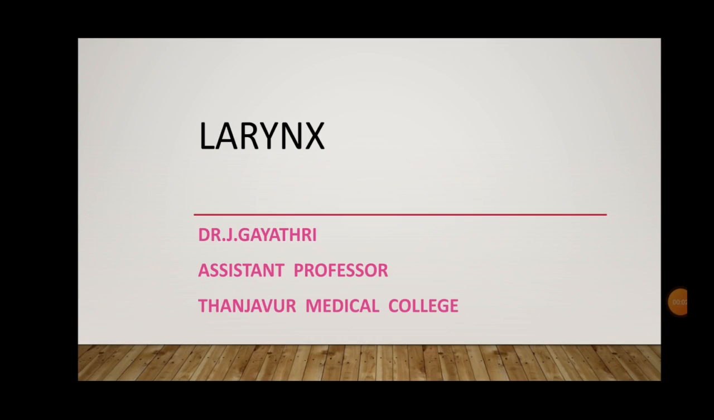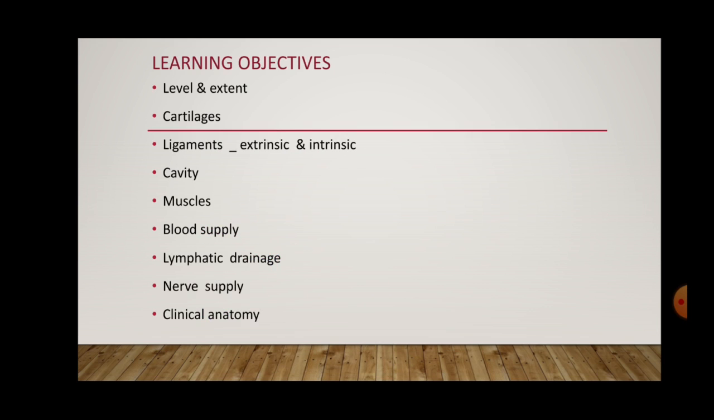In this video, we'll see about the larynx. The learning objectives of this topic are that, at the end of this video, I will know about the level and extent of the larynx, its cartilages, the ligaments, extrinsic and intrinsic ligaments, the cavity of the larynx, how it looks, the muscles of the larynx, blood supply, lymphatic drainage, nerve supply, and clinical anatomy.